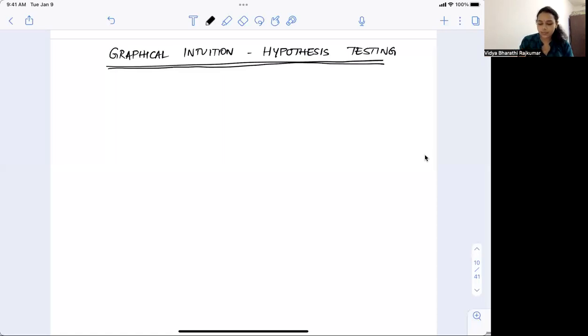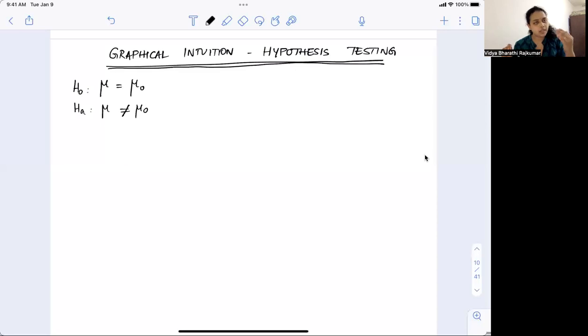So let's take, for example, we're testing a hypothesis about the population mean, and we're going to hypothesize that it is going to equal some value mu naught. Mu naught could be any number. I'm just going to refer to it as mu naught. And I'm going to look at the alternative that mu is not equal to mu naught.